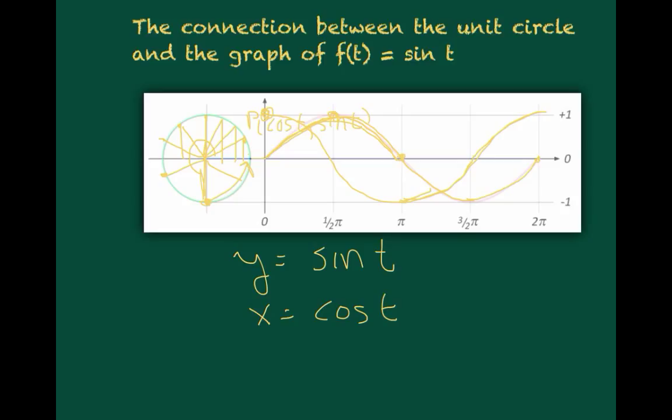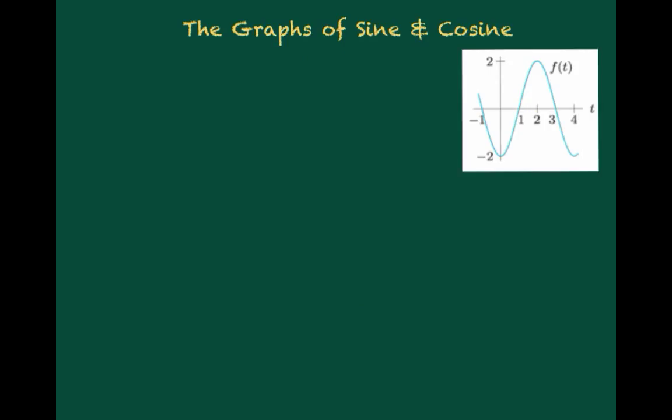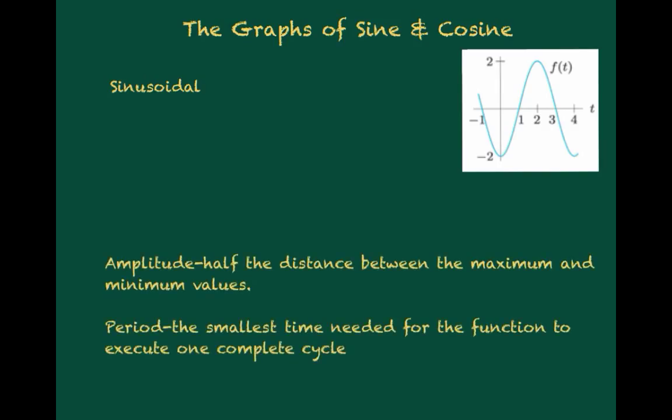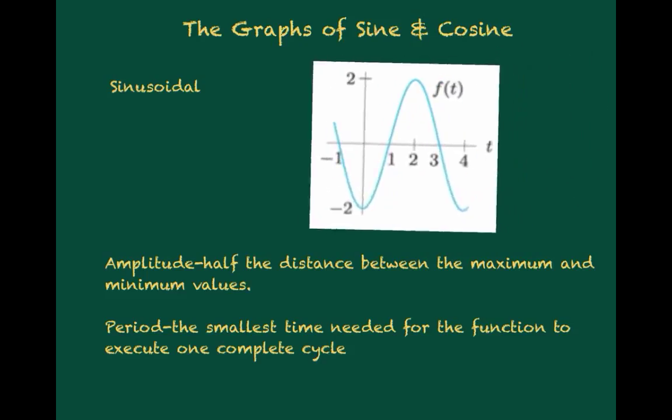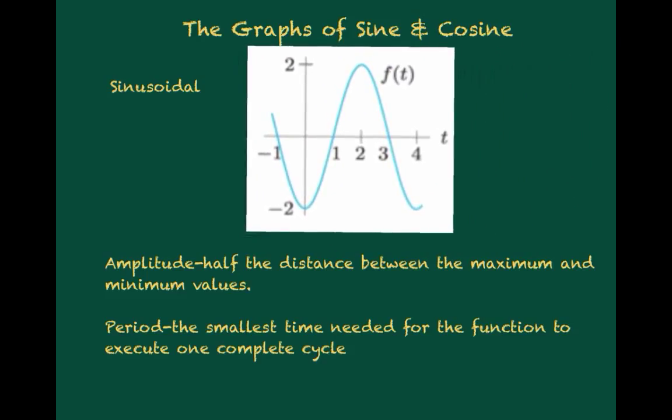Okay, Ramblers, let's keep on moving on, taking a closer look at amplitude and period of these functions. The graphs of sine and cosine are what we call sinusoidal. That is, they're periodic. They move in waves that repeat. All sinusoidal functions are characterized by an amplitude and a period. We can calculate the value of the amplitude and the period from the graph by using the definitions.